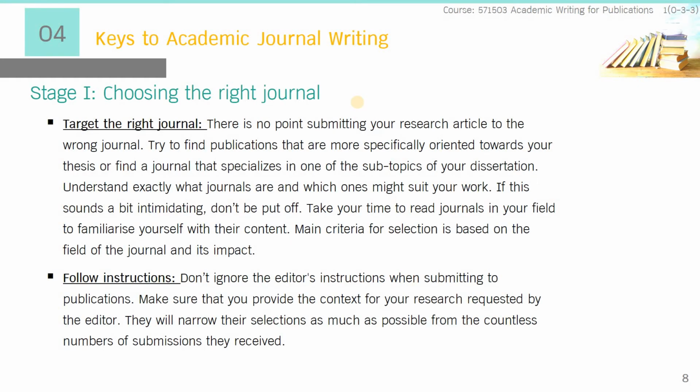Firstly, how to choose the right journal. When you have to target the right journal, what do you think of it? Remember, there is no point submitting your research article to the wrong journal. This is the very important step that I asked you last week, to find out what kind of journal you're looking for. What you have to do is try to find publications that are more specifically oriented towards your thesis. So concentrate on your areas. Find the right keywords and look for them on the internet. Or find a journal that specializes in one of the subtopics of your dissertation.